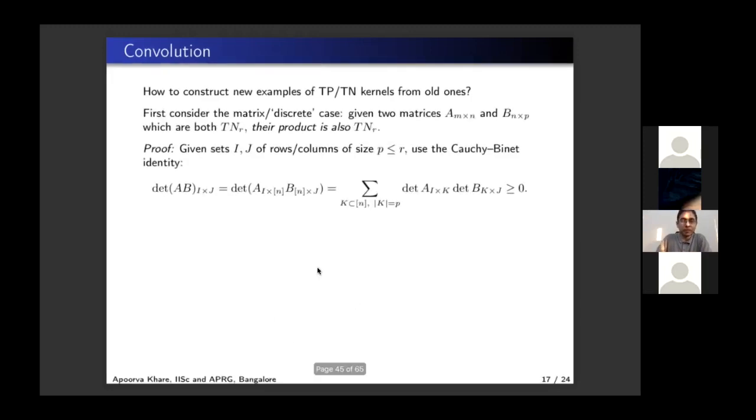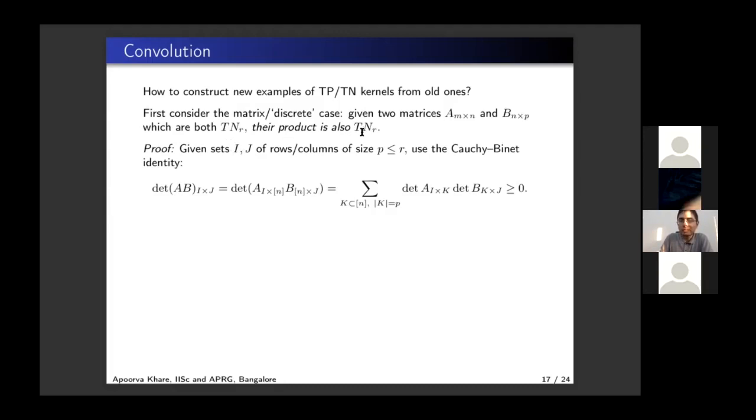So first, let me tell you the convolution formula for the discrete case for the matrices. That is called the Cauchy-Binet formula. Given two matrices, A and B, of possibly rectangular sizes, they don't need to be equal, their product also has the same order of total non-negativity that both A and B do. So if A and B are both totally non-negative of a particular size or less, then so is their product. And that's literally the Cauchy-Binet formula.